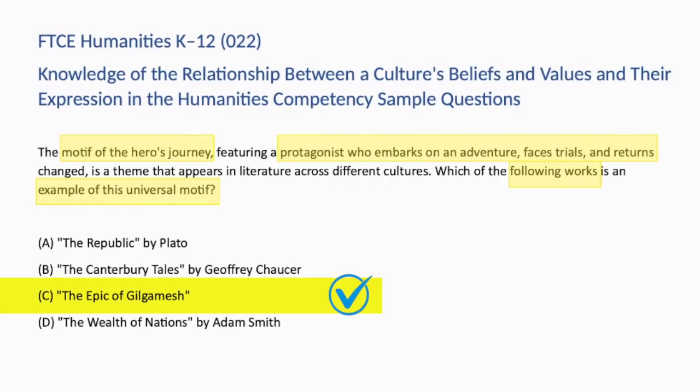The Epic of Gilgamesh. This ancient Mesopotamian poem is one of the earliest known literary works and follows the journey of Gilgamesh, a king who encounters various challenges and undergoes a transformation as he searches for the secret of eternal life. The epic encapsulates the hero's journey motif as Gilgamesh leaves his home, confronts formidable obstacles, gains wisdom, and ultimately returns with a new understanding of life's purpose, symbolizing the universal experience of growth and self-discovery.